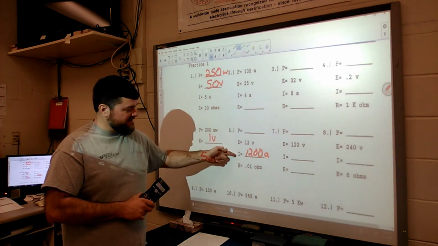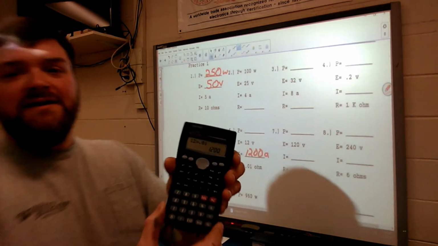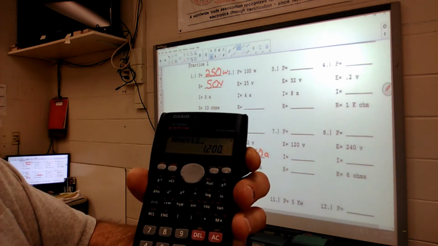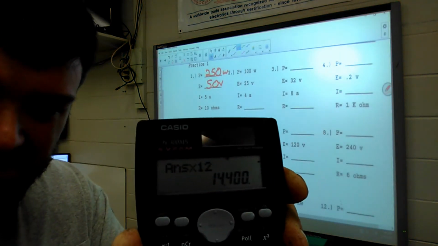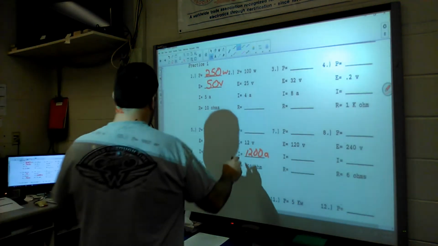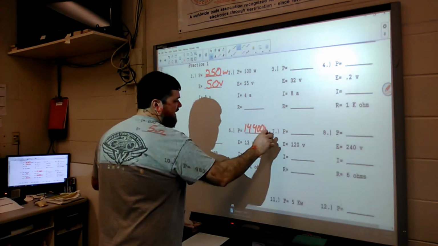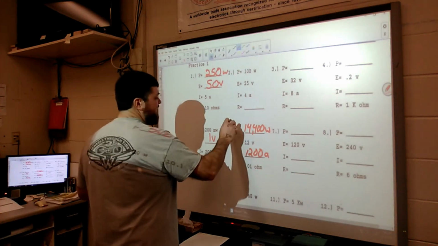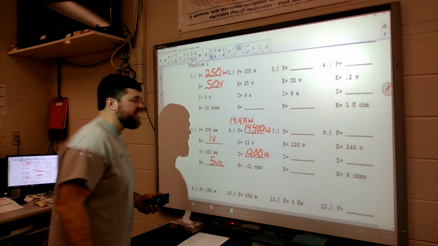Power equals voltage times current. So we need to just multiply these. It's going to be a big number. So take your 1200, just multiply it by 12. See if we can get that in the camera. 14,400 watts. Or, what's the other way of saying that? 14.4 kilowatts, right?